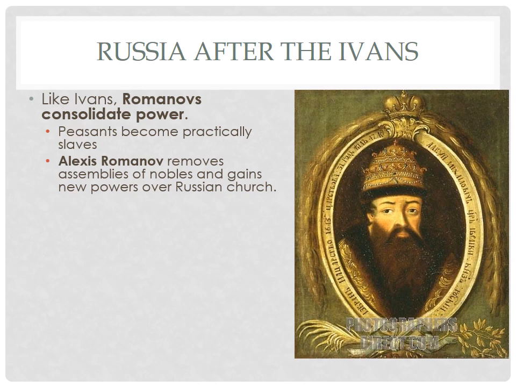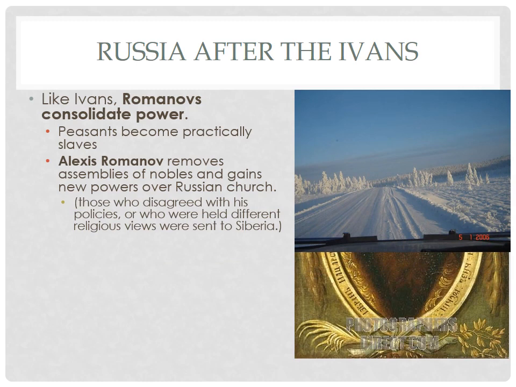Alexis Romanov removes assemblies of nobles and gains new powers over the Russian church. So he eliminates some of that power, that checks and balances of the boyars, and then he reaffirms his power over the Russian church. If you've heard of the movie Anna Karenina, it's during the Romanov rule. And so you can kind of get an idea. They are nobility, but it's also interesting that all their names in the movie are names of Romanovs, so Alexei, Nikolai, etc.